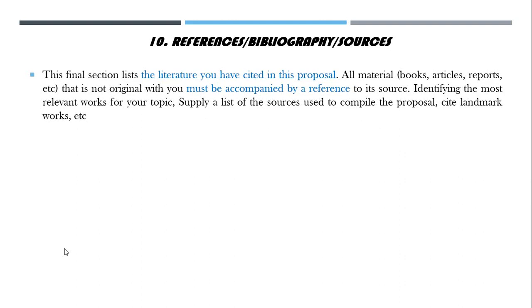The last but important part of your research proposal is the list of references, or bibliography, or sources. You need to indicate the most important works you have referred to. You have to cite them to indicate where they come from. All material, mainly books, articles, and reports, you have to reference, indicating where you got the literature and where you consulted it.